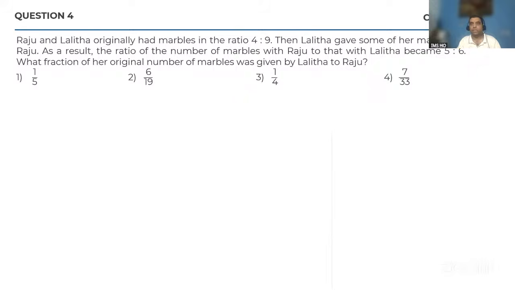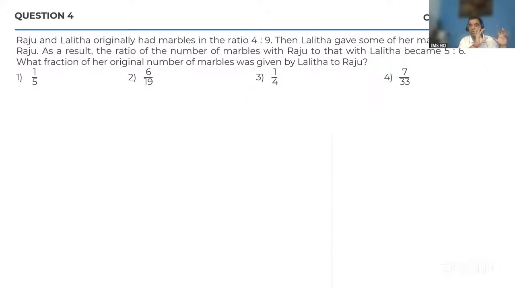Right? Look at this question. Question number 4, which came in 2018. It says Raju and Lalita originally had marbles in the ratio 4:9. Then Lalita gave some of her marbles to Raju. As a result, the ratio of number of marbles with Raju to that with Lalita becomes 5:6. What fraction of her original number of marbles was given by Lalita?